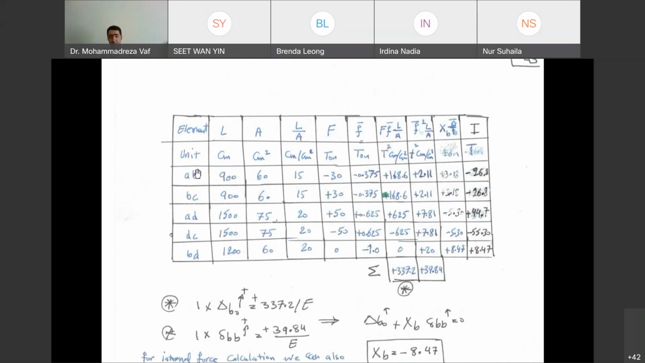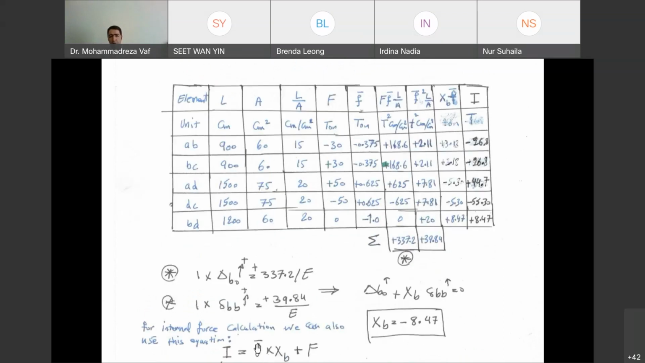So if you want to know how much is the internal force of AB in the real structure, it is going to be F bar multiplied by the XP that we have calculated plus F. So for this element, for example, AB, F bar is negative 0.375, so you should multiply this one by negative 8.4, and then plus the value of F, which is negative 30. So it gives you negative 26.8. So this is the internal force of AB in the real structure, the first structure that we wanted to analyze.